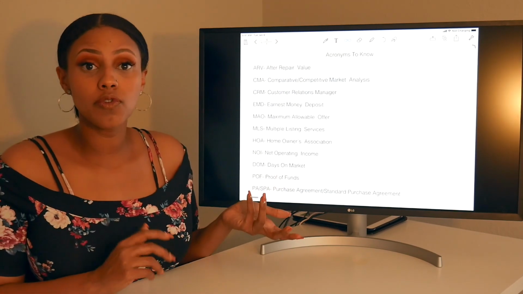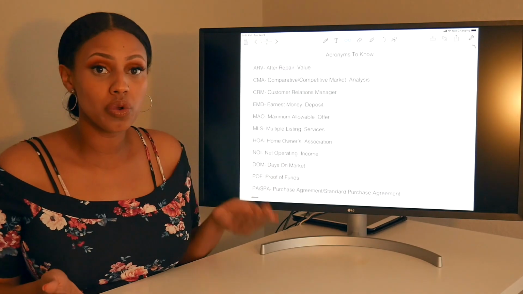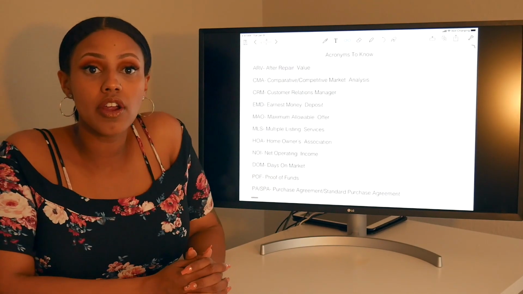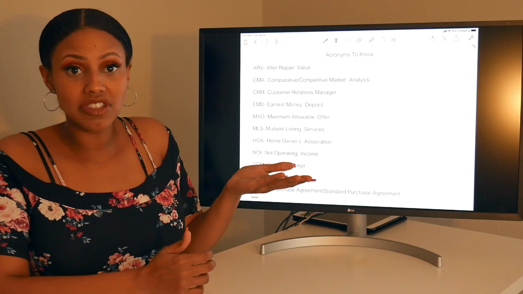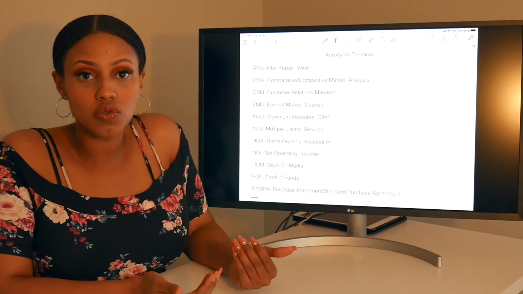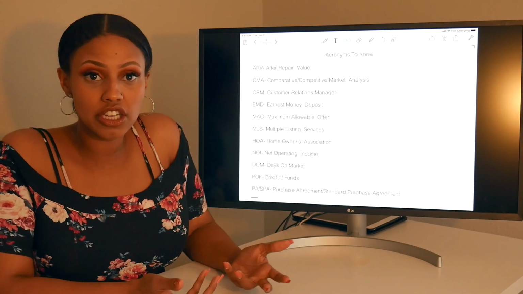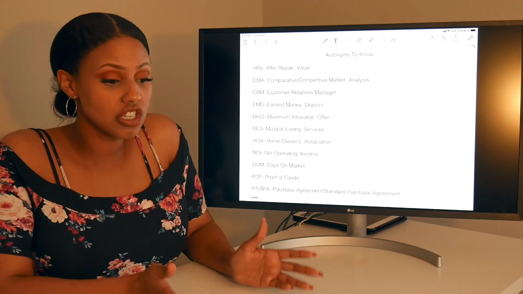CMAs are comparative or competitive market analyses. This is something that you or a realtor or really anybody can put together. It will compare the other homes that have the same ARV, and you also want to compare homes that are in similar condition, or as we call them, cash comps or cash comparables. So these properties are going to be properties that are just like yours.